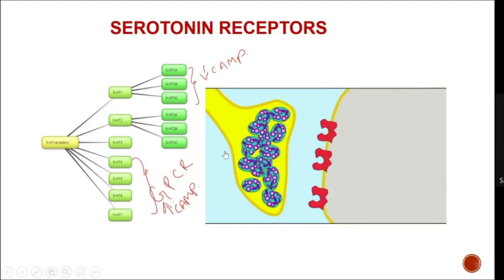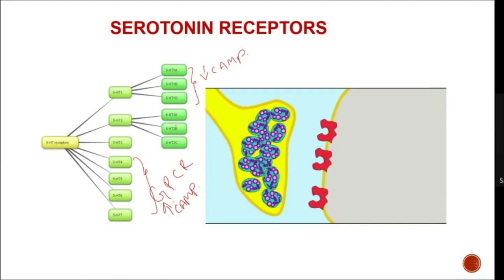Now how about 5-hydroxytryptamine 2 subtypes? They are also coupled via the G protein and phospholipase C, so they are excitatory in nature. Okay, this is just for your information, not much to remember about it.